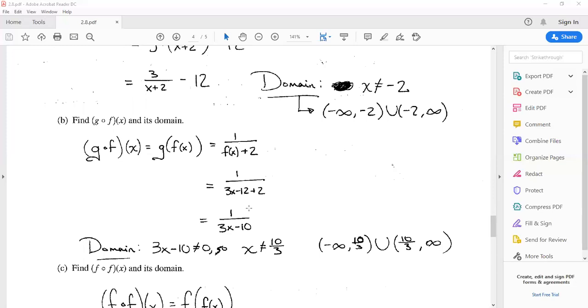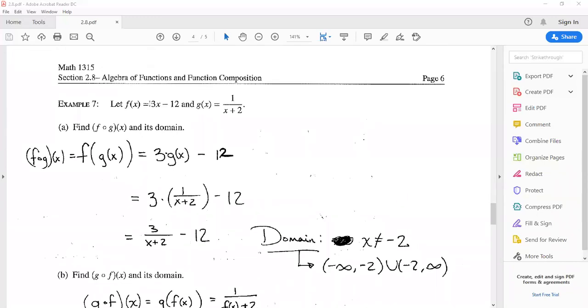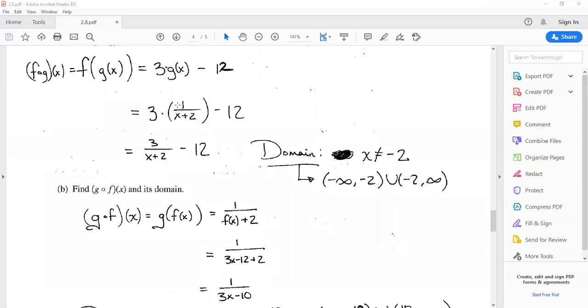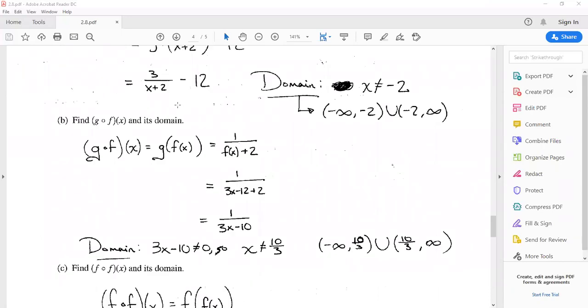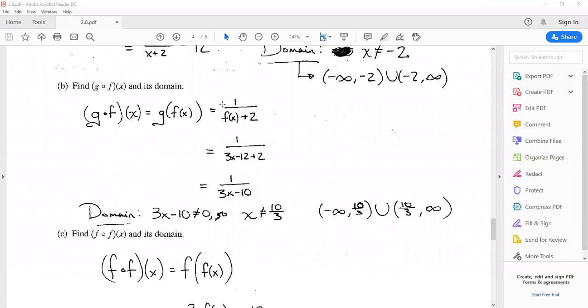So now to compute the domain of this one, we need to see, was there any issues about the domain of f to begin with? F, I think, allowed all x in its domain, because we could take any x and multiply it by 3 and subtract 12, and we'll get an honest, real number. So there were no issues with the domain of f, but there are some issues with the output at the end. So namely, we have 1 over 3x minus 10.